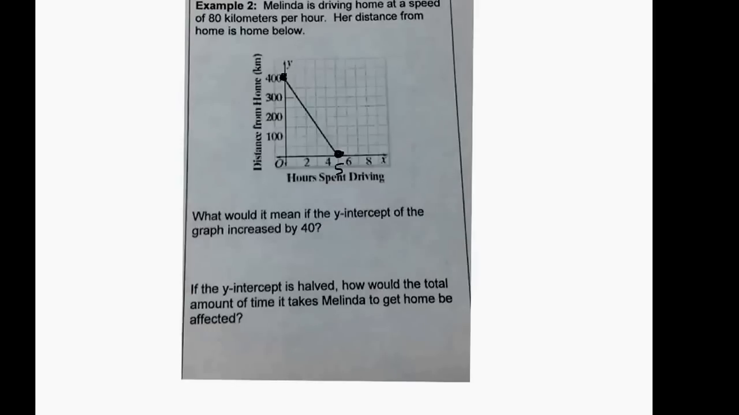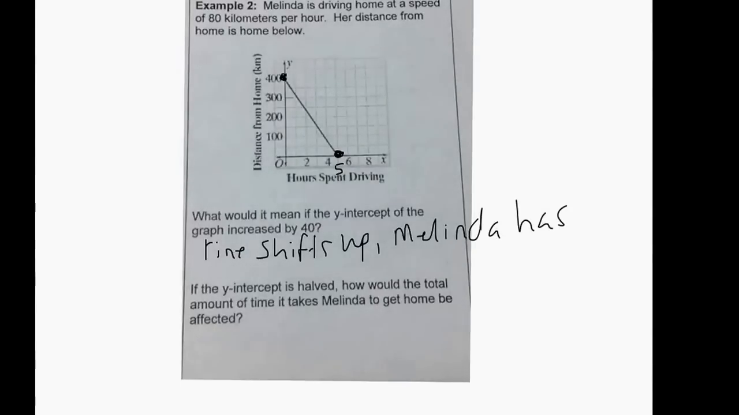What would it mean if the y-intercept of the graph increased by 40? So the line shifts up, and in the real world that means that Melinda has to drive 40 kilometers more.